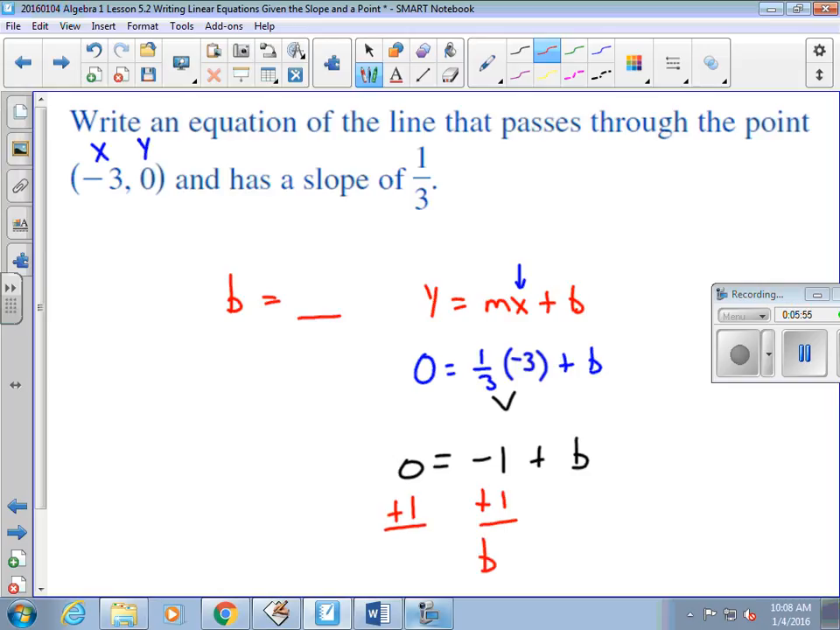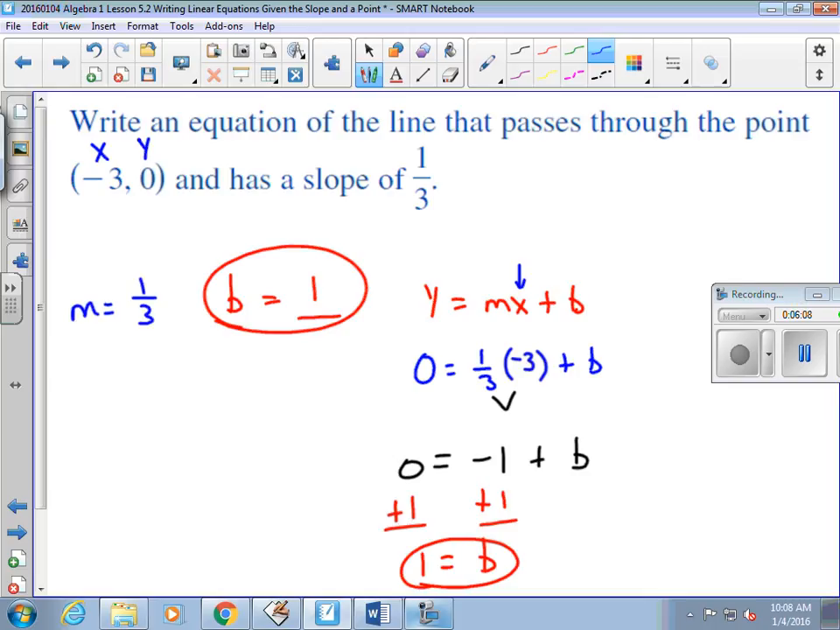So b's value then is 1. When we found b's value, it's 1. Now that you have b and you were given m originally, m's value is 1/3, you can write... this is not your equation. Neither one of those is the answer to this problem.